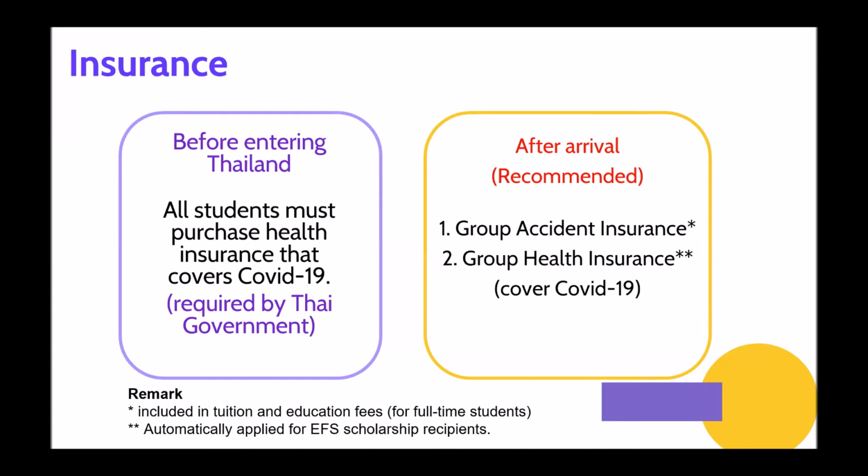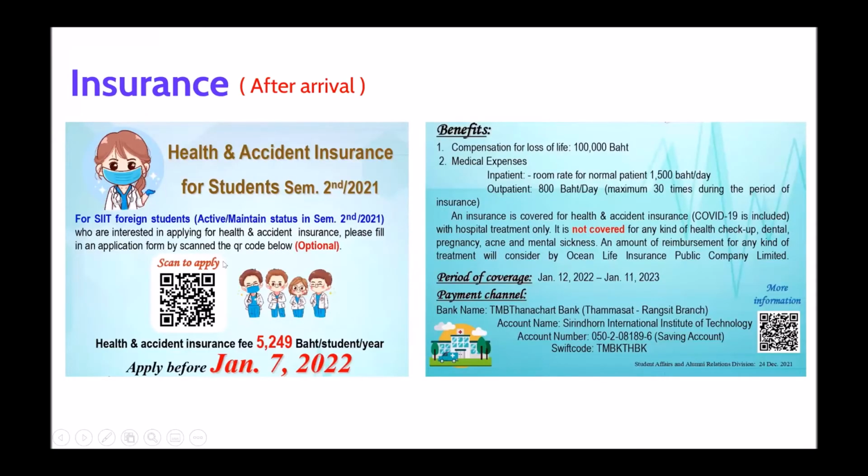After you arrive in Thailand, you will get the group accident insurance and the group health insurance, which cover COVID-19. After arrival, for those who would like to apply for additional insurance, you can still apply. We have the insurance provided by SIIT, and you can scan the QR code up here for more information. If you have questions or concerns about your insurance, you can contact the Student Affairs and Alumni Relations Division of SIIT.